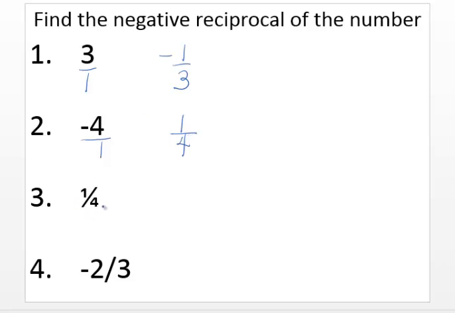The next one, I have 1/4. Well, we just flip it the other direction and we'll get 4/1. I don't have to put over 1, but I do need to put a negative out front so that you can see that they're negative reciprocals of each other. This one's a negative number, so my negative reciprocal will be a positive. When I flip the fraction over, I get 3/2.